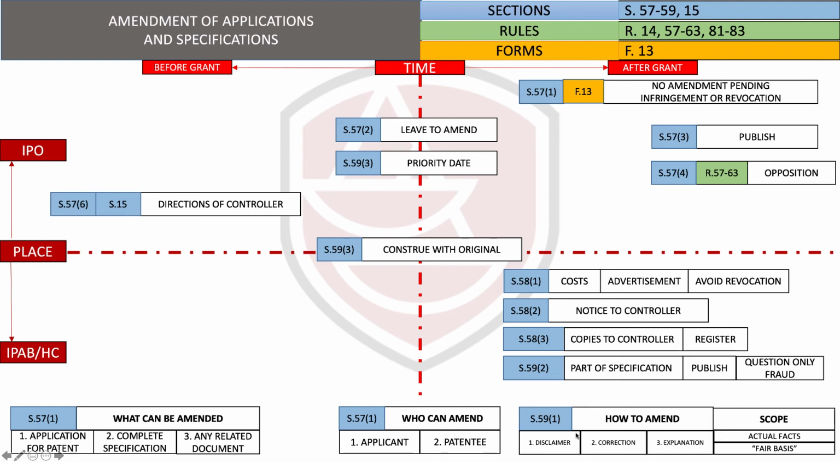And the scope of the amendment is that you can actually cover actual facts and "fair basis." Fair basis is a principle. That's why we have put that in inverted commas. We have explained that in our separate videos. Fair basis is the fact that your amendment should be in line with what you have disclosed. You cannot introduce any new matter. Whatever you amend should be fairly based on your earlier disclosure.